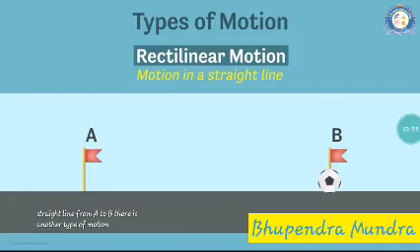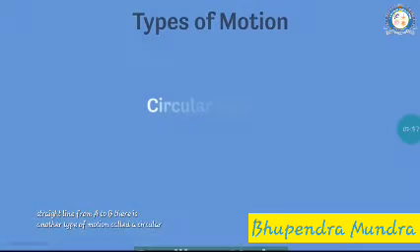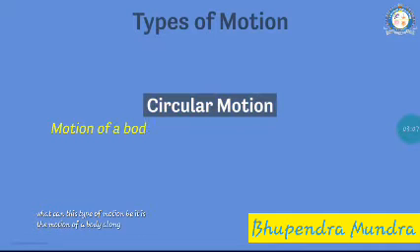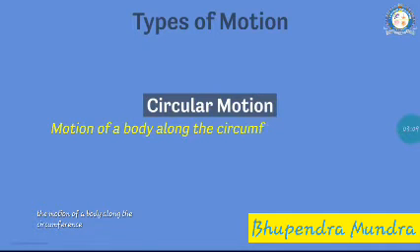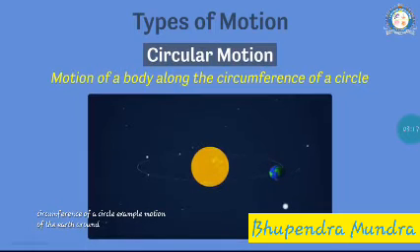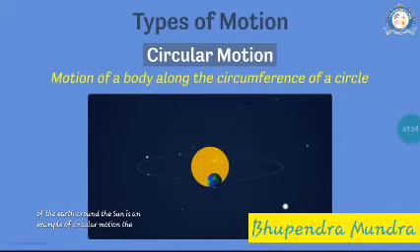There is another type of motion called a circular motion. What can this type of motion be? It is the motion of a body along the circumference of a circle. Example, motion of the earth around the sun is an example of circular motion.